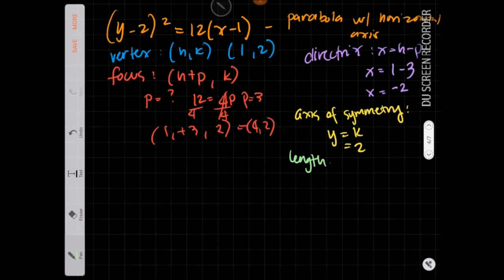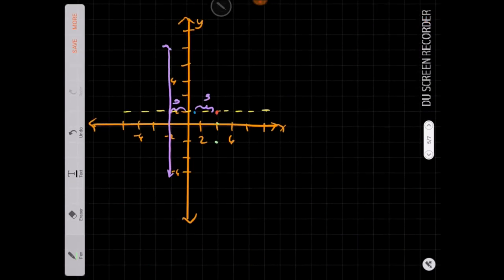The length of our LR is equal to the absolute value of 4p. 4 times 3 equals 12. This means that the distance between the two endpoints is 12. Since the focus is midway, we can say that from the focus, the distance to an endpoint is equal to 2p.